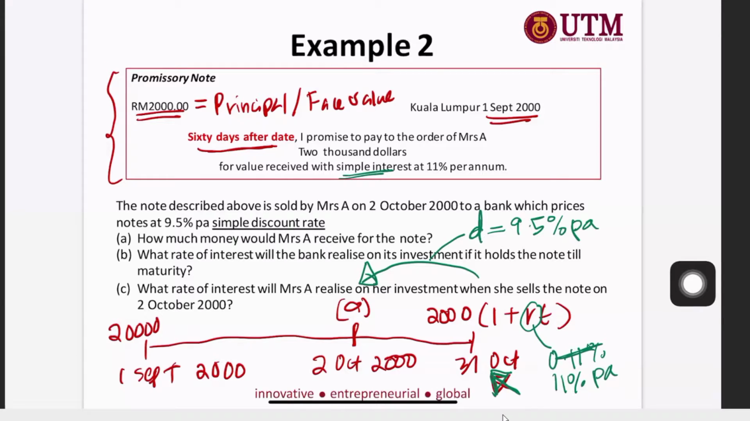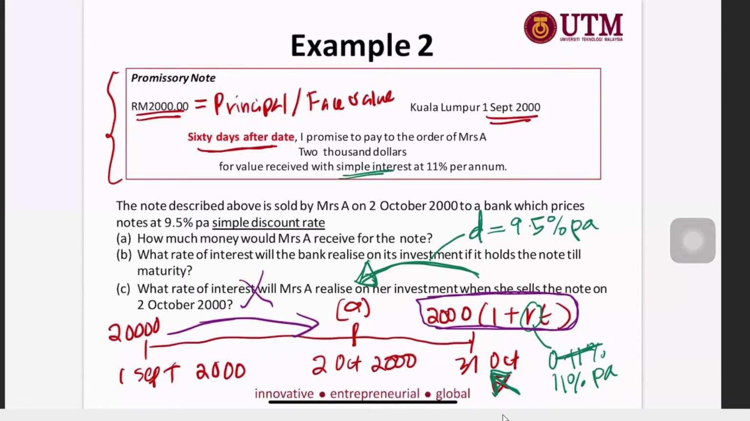Okay, class? Faham tak? So why do you need to discount? Why don't you just do from here to here? Why you cannot do this one? Okay, because this is the money that the bank will receive. So the bank will receive this money with interest. However, Mrs. A will only receive the discounted money from this accumulation value. So it should start with the accumulation value, not from this face value.